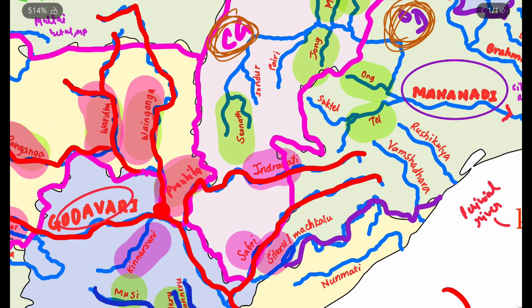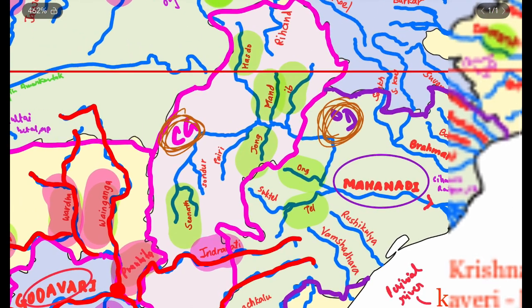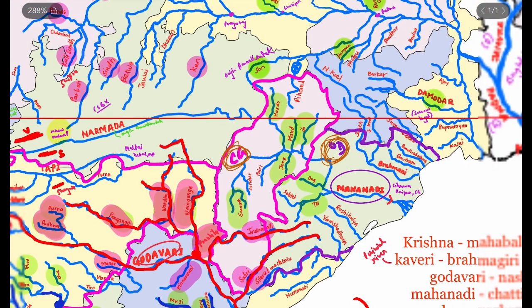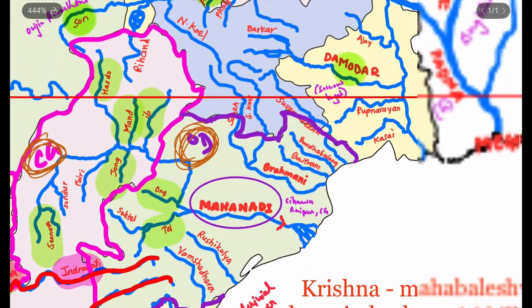Not that much important, but just remember this. Hasdeo, Mand, Ib, and Shivnath, Jonk, Ong, Tel are tributaries of Mahanadi. It drains into the Bay of Bengal, where Chilka Lake is. Hasdeo, Mand, Ib, and Shivnath. Hope this is clear. Nothing more is important.